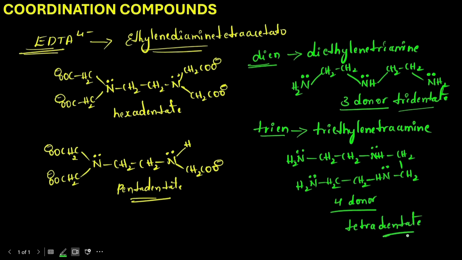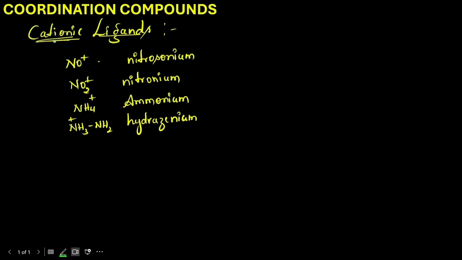Tetradentate ligand. Now we will look into the names of cationic ligands. Here NO+ is named as nitrosonium. Next one is NO2+. Here also the charge is +1 and here also the charge is +1. But the difference is here 2 oxygens are there, here only 1 oxygen. You should not get confused between these two. Here NO2+ is named as nitronium ion. NH4+ is named as ammonium, and NH3+NH2 is named as hydrazinium.